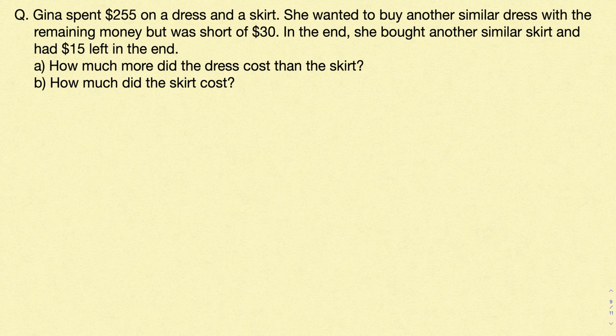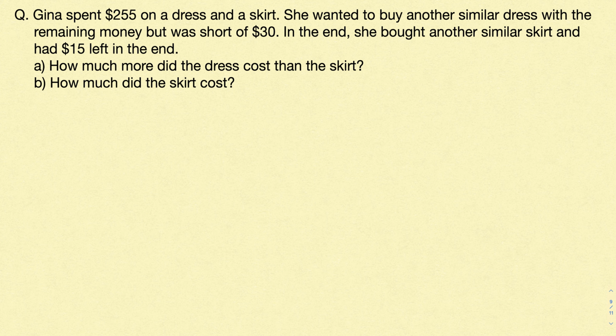So today we are going to do a fantastic word problem on whole numbers. Let's start with reading the question first. Gina spent $255 on a dress and a skirt. She wanted to buy another similar dress with the remaining money, but she was short of $30. In the end, she bought another similar skirt and was $15 left in the end. Okay, so part A of the question is how much more did the dress cost than the skirt, and part B is how much did the skirt cost.